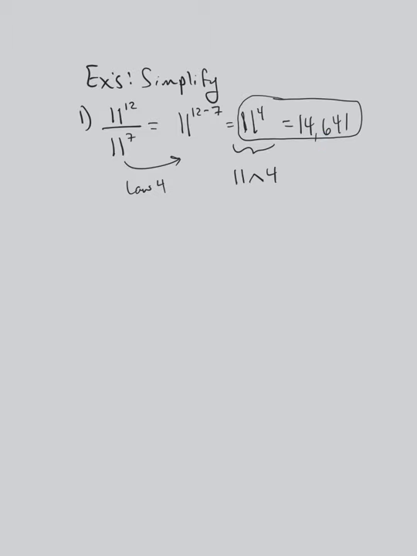All right? But we can apply this same stuff to variables here. So I could have x to the 8th divided by x to the 7th, like that. And so in that case, I would do x to the 8 minus 7. That's x to the first. And remember, if we have an exponent of 1, we usually don't write it.